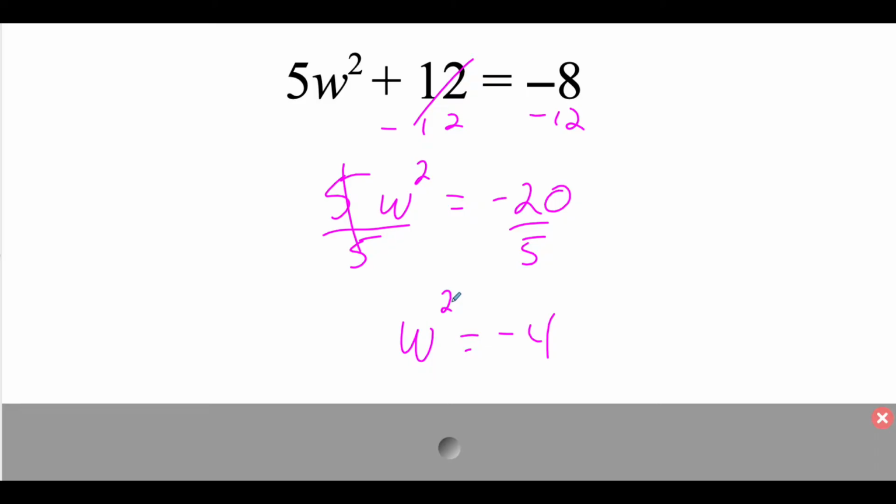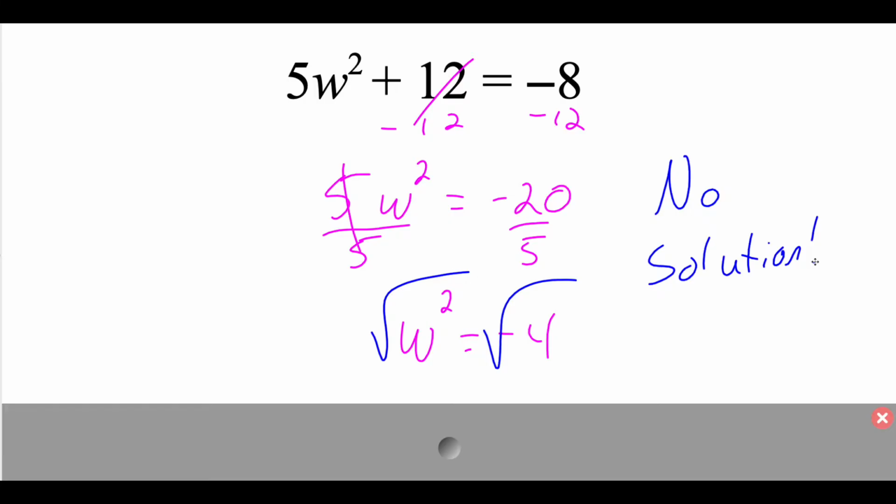But then in order to get rid of the squared power, I want to square root both sides. Now as I'm doing this, I notice right away that I'm trying to square root negative 4. And we just said on the previous slide that we're not allowed to square root negative numbers. So this one has no solution. Again, because you cannot square root negative numbers.